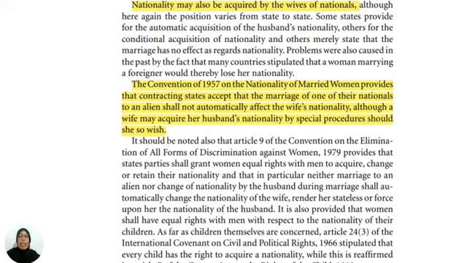Last but not least, nationality can also be obtained by an alien by virtue of a naturalization process, usually involving a minimum period of residence. But the conditions under which this takes place vary considerably from country to country.